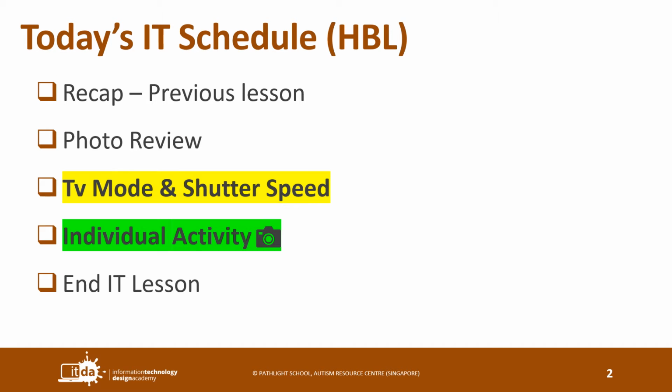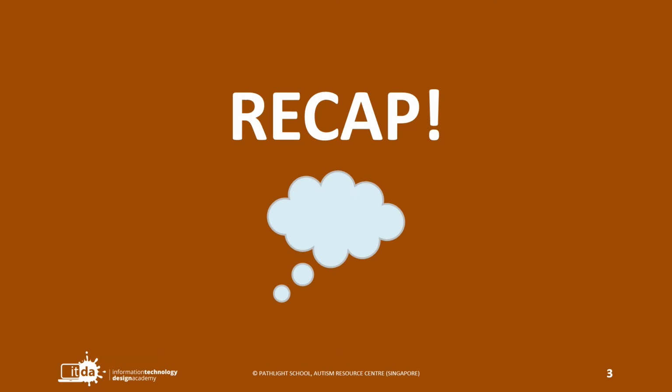Okay, we are going to start off with a recap of what you learned in the previous lesson 6, and then it's going to be followed by a short photo review of some of the photos that you have taken in the classroom. Once done, on your own in this video, you're going to learn about TV mode and shutter speed, and we're going to work on a short activity after that. Okay, once done, that will be the end of IT lesson for today. So let's get started with our recap.